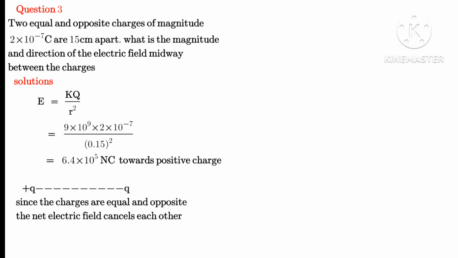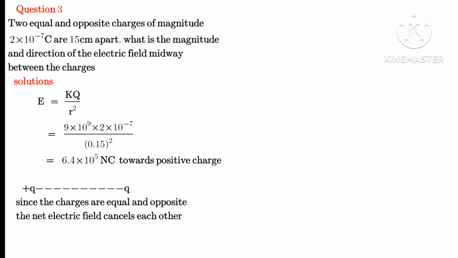Now the reason why it is towards the positive charge is because the charges are equal and opposite. It simply means that when you take the net electric field, when you add the two charges together, they will cancel each other. So the net electric field in this case will be equal to 0.